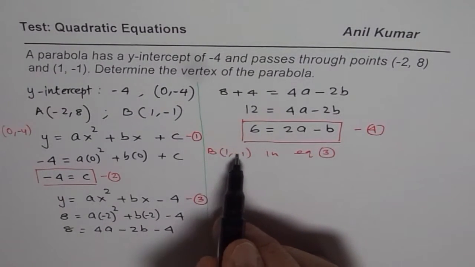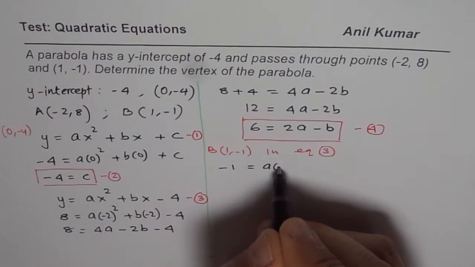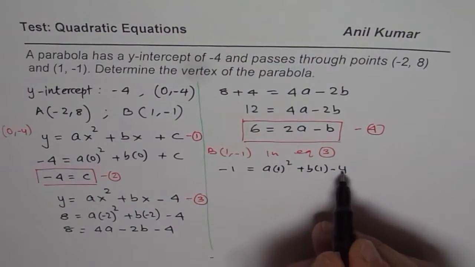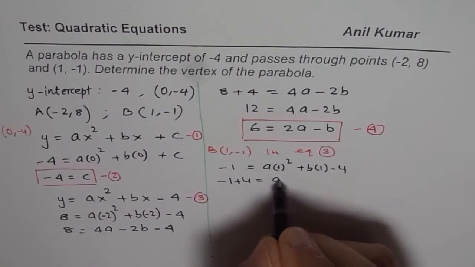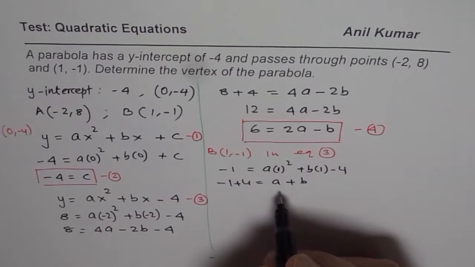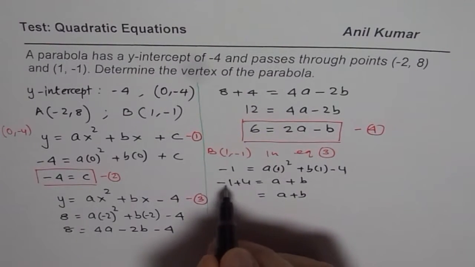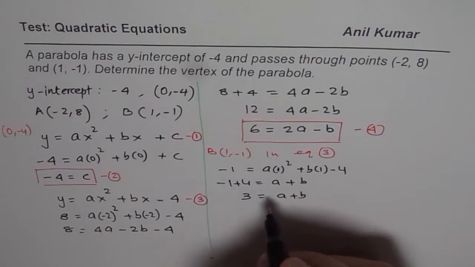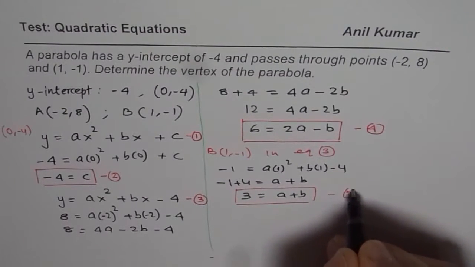So it becomes easier to communicate. 1 for x, -1 for y. So I get -1 equals a times 1 squared plus b times 1 minus 4. Bringing -4 to the left side, -1 plus 4 equals a plus b, right? So now we get a plus b equals 4 minus 1, which is 3, right? So let me call this our fifth equation. So that is our equation 5.